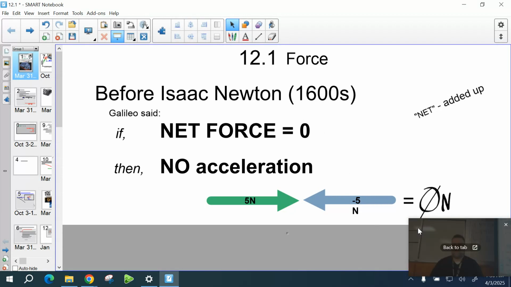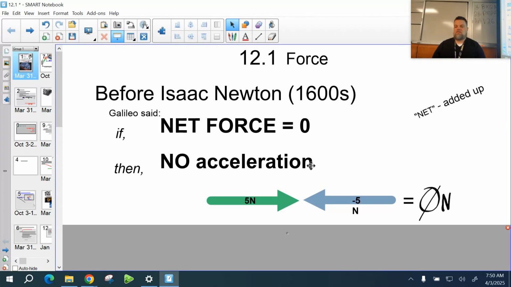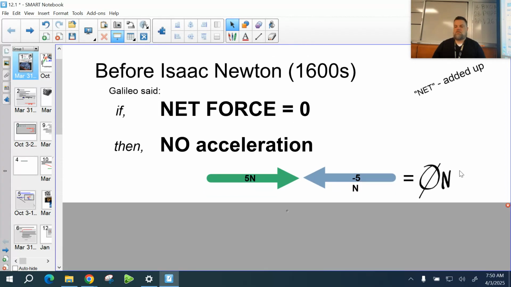So the interesting thing about that is you could have 5 newtons of force going this way and 5 newtons of force going in the negative direction. They cancel each other out mathematically, and so you have 0 newtons. Okay? So net means what they add up to. So you have a positive direction. Remember we said yesterday that forces were vectors, so they have a direction.